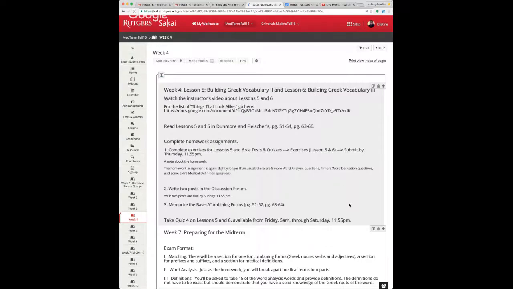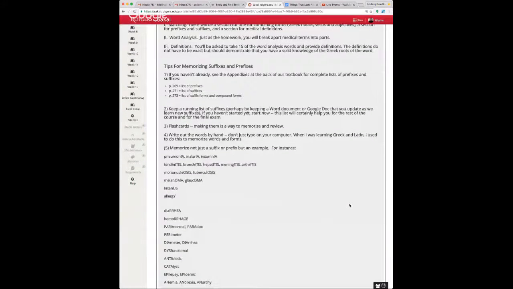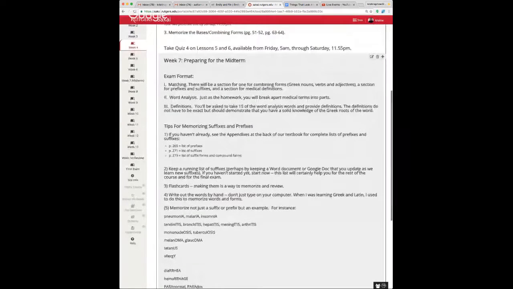Having said which, I also put a section here on our weekly Sakai page about preparing for the midterm. So I go over the format again. And I think that some of the hardest things to learn in some ways are the prefixes and suffixes, because sometimes they're kind of abstract and there's a lot of them.